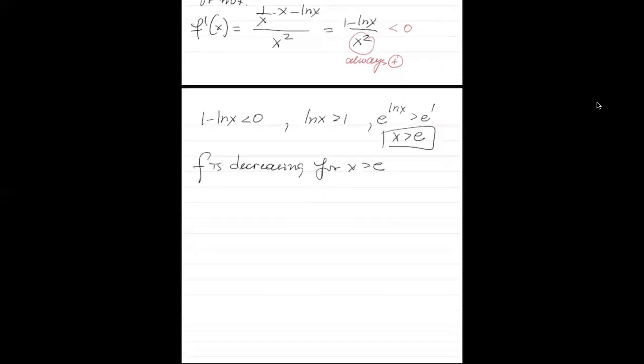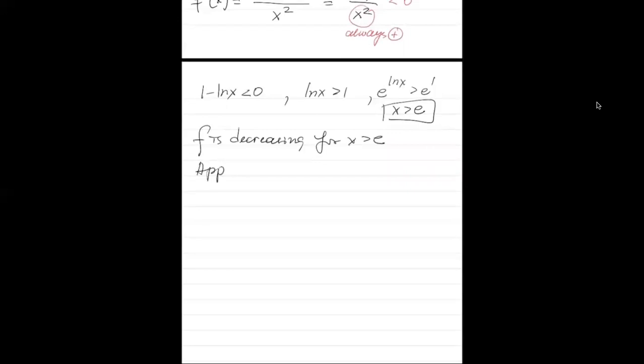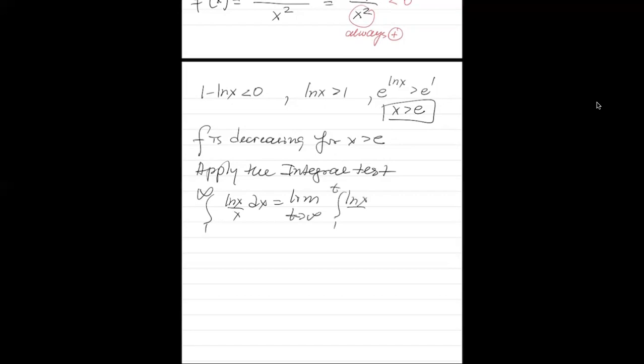Okay, so this is the third condition, so we apply the integral test by writing the improper integral of ln x over x dx, and we're evaluating it by setting a limit. As t goes to infinity, the integral from 1 to t of ln x over x dx is the limit as t goes to infinity of the integral of ln x d(ln x) from 1 to t. You can use a substitution, ln x equals u.